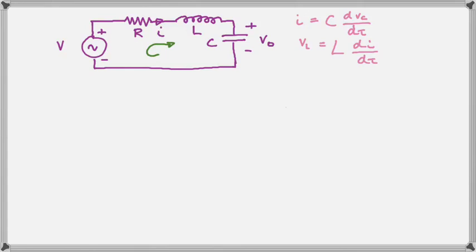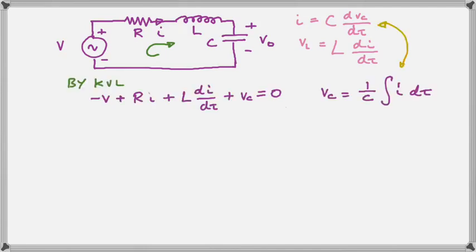Right now, we've just written the defining equations for a capacitor and a coil inductor that relate the voltage to the current flowing through them. We use Kirchhoff's law around the loop, going in the clockwise direction, and using those equations, we can get everything in terms of the current in the circuit except for V, the initial voltage.